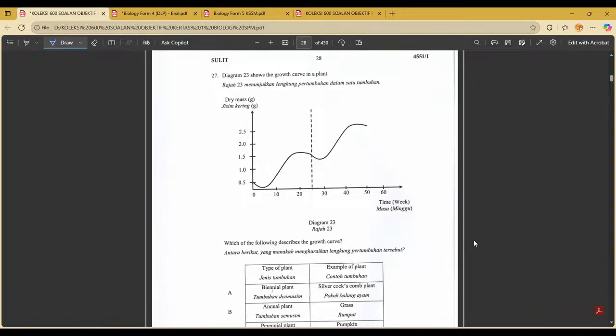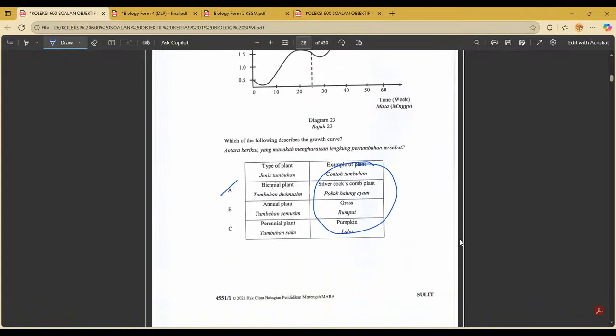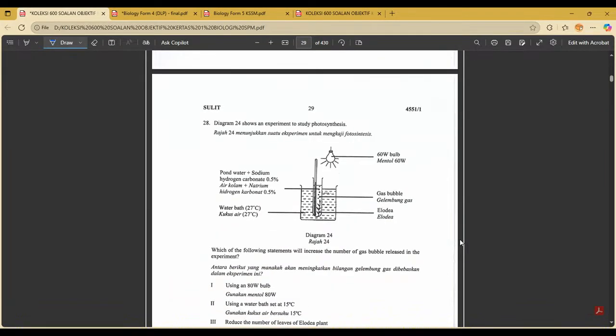But this is a biennial plant, and that's the only thing I need to know because I have no idea what these are in terms of lifespan, of course.